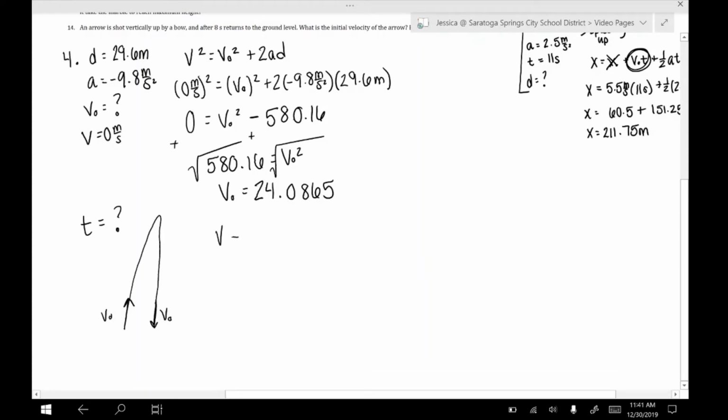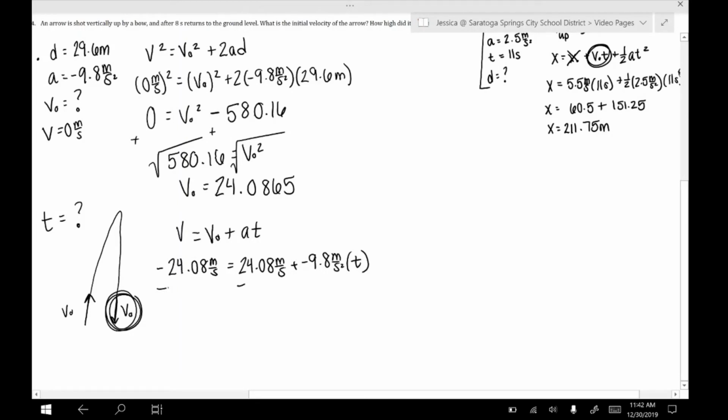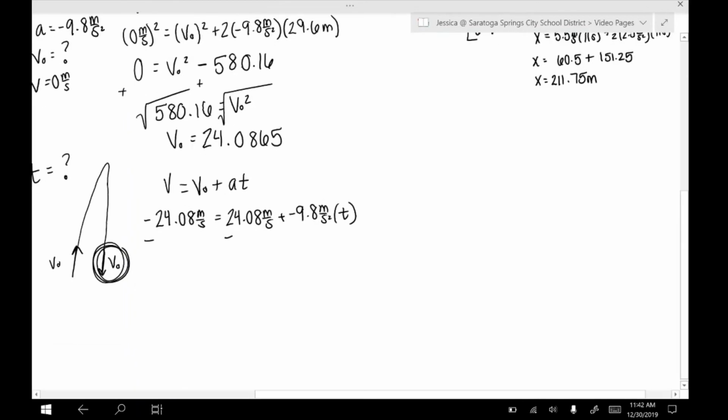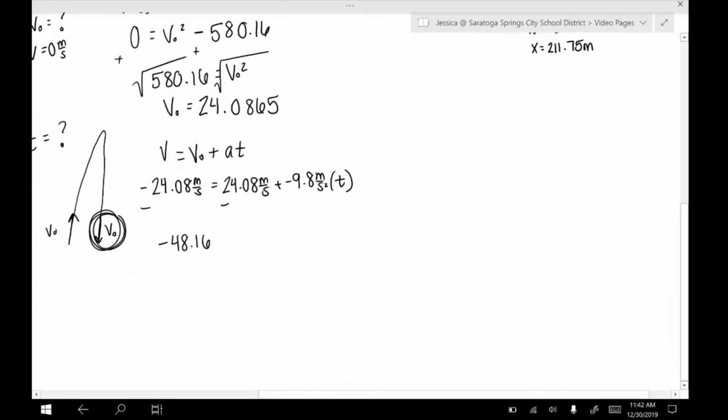So I could use the v equals v0 plus at. I could plug in a negative 24.08 meters a second as my final velocity, meaning this velocity here. My initial velocity of 24.08 meters a second, an acceleration of negative 9.8 meters a second squared times the time. Okay. So I'm going to subtract 24.08 from both sides. So negative 24.08 minus 24.08 gives me a negative 48.16. It's negative 9.8 times t. Divide both sides by negative 9.8. That gives me a total time of flight of 4.9 seconds.